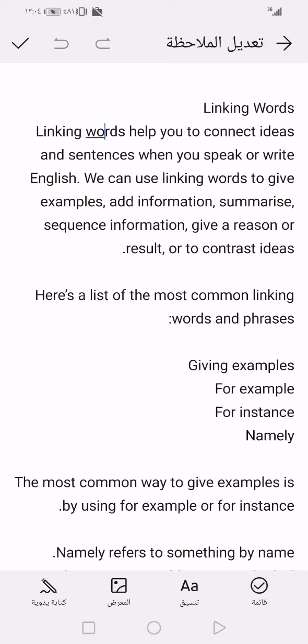We can use linking words to give examples, add information, summarize, sequence information, give a reason, result, or to contrast ideas.